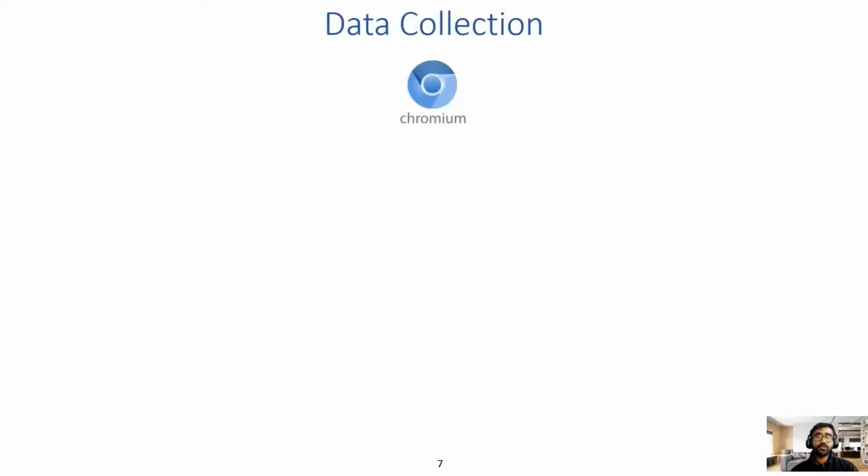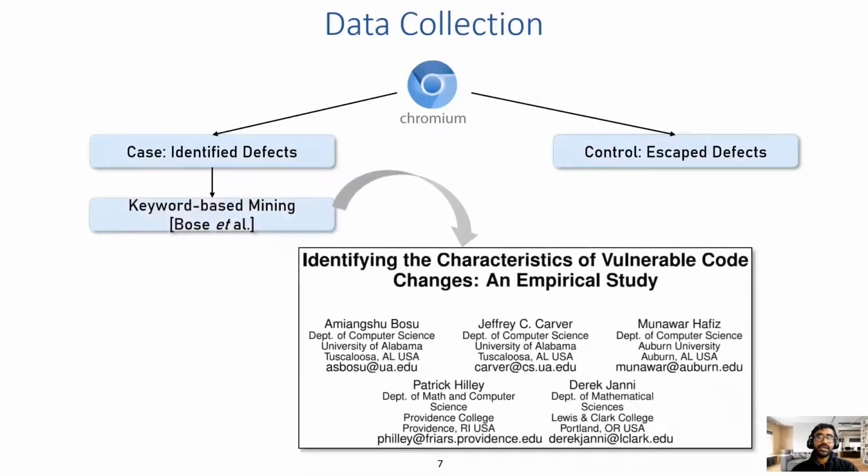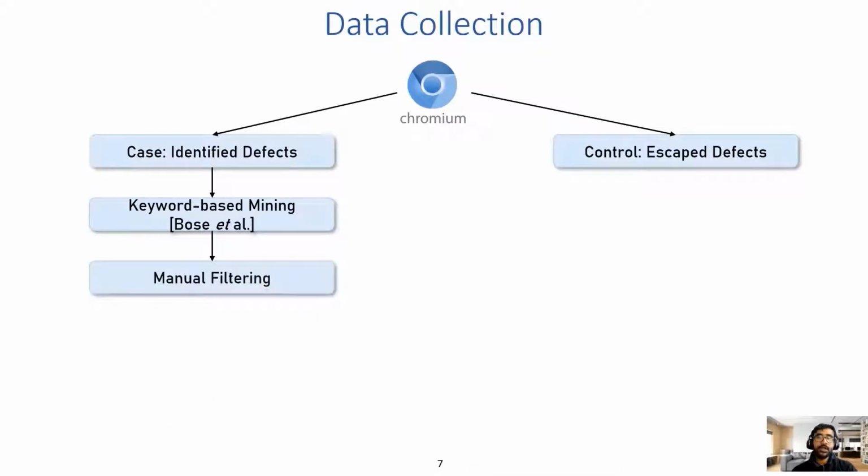For our study, we selected the Chromium OS project because it's a crucial open source project with significant security implications. We identified two types of code reviews. First, the code reviews that successfully identified security defects, and second, the code reviews that failed to identify security defects. To collect code reviews that identified security defects, we adopted a semi-automated keyword-based mining approach from a prior study. Then, after manual filtering and validation, we built a dataset of 516 code reviews that successfully identified security defects.